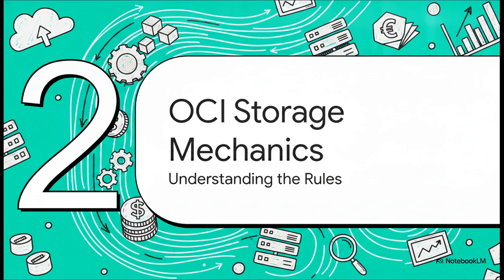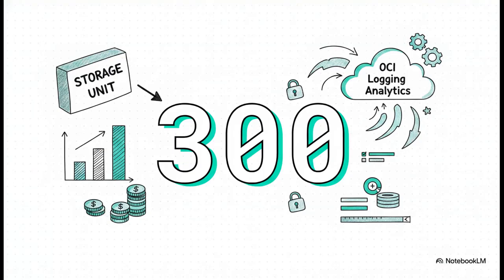Moving right along to Section 2, OCI storage mechanics, understanding the rules. Okay, 300. I really want you to anchor your mental model right here with this specific number. In OCI logging analytics, the pricing model is based entirely on the size of the ingested and processed log data. And the golden rule here is that one active storage unit, or one archive storage unit, equals exactly 300 gigabytes of log data. That is the fundamental building block of your billing.